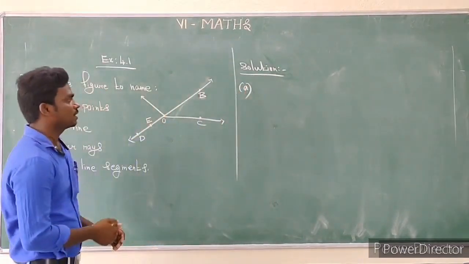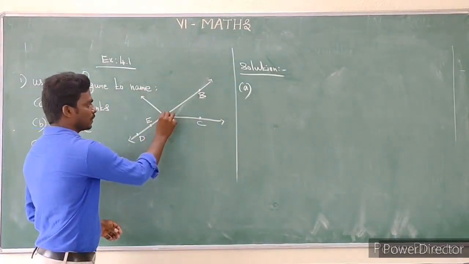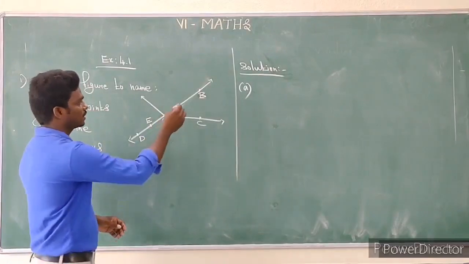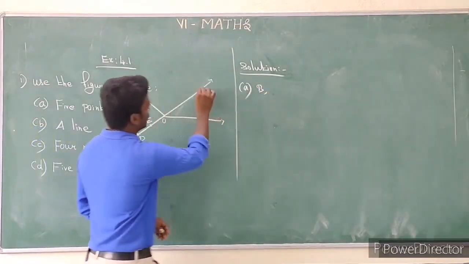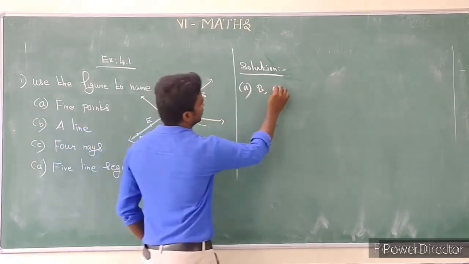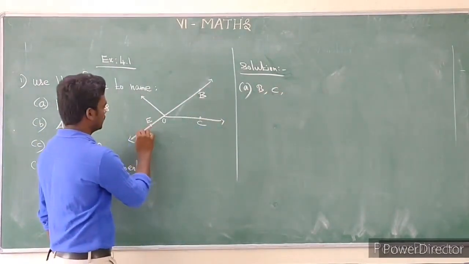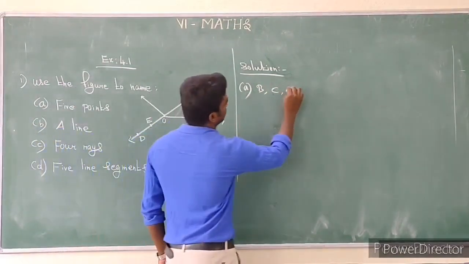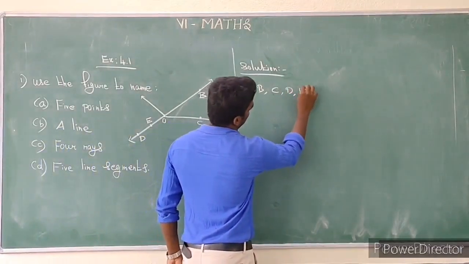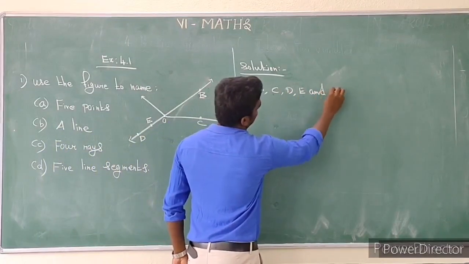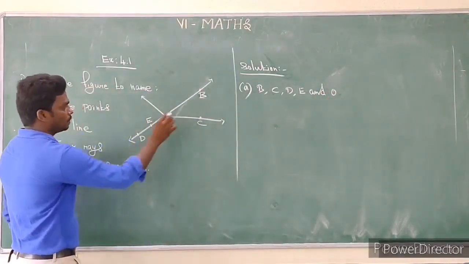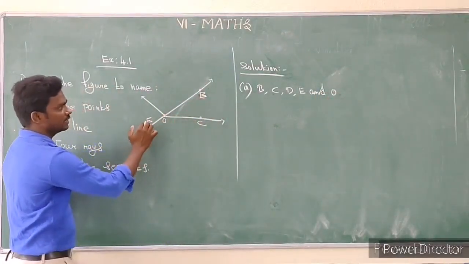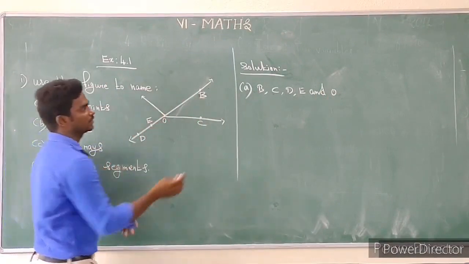What are the points here? A point is a simple dot, right? The first point is B. The next ones are C, D, E. B, C, D, E. And the other point is the center, the intersecting point, O. So B, C, D, E, O are the 5 points.